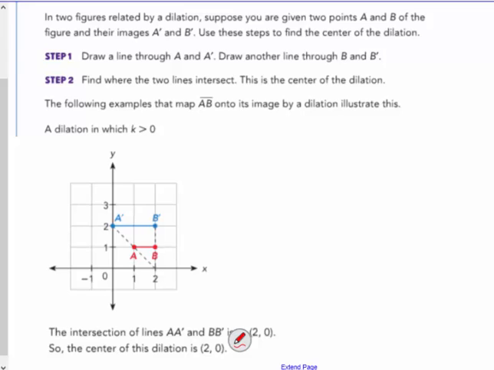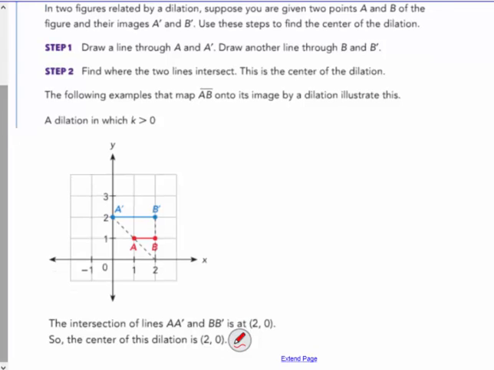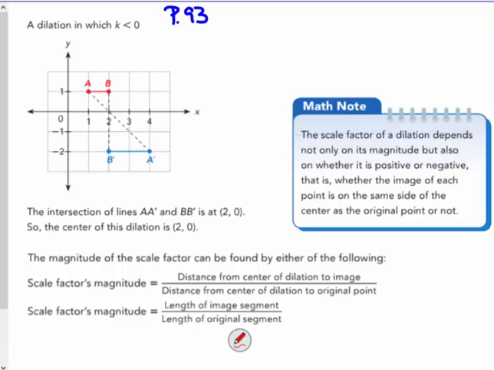Now my A prime, B prime. And if you connect those lines, which you see are dotted, you can see that the center of dilation, where those would cross, is right here at 2, 0. Let's look at another one. What happens when K is less than 0? Also still on page 93.